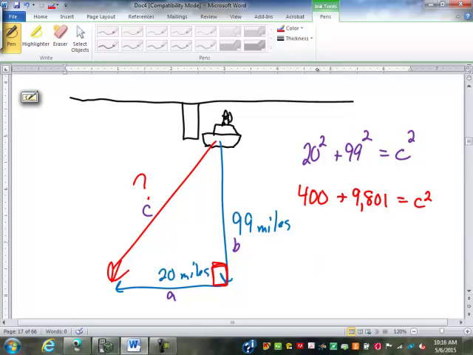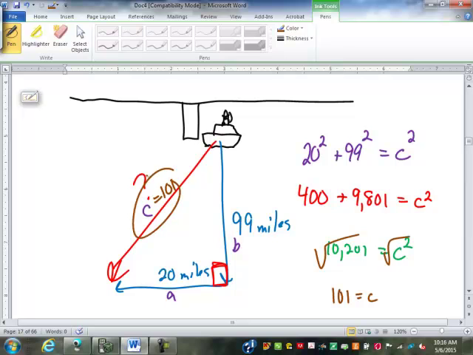c squared. We add those up. 10,201 equals c squared. We square root. That's 101. Equals c. Correct? Square root, you have to do second x squared, and then type in the 10,201. So 101. Yep, 101.